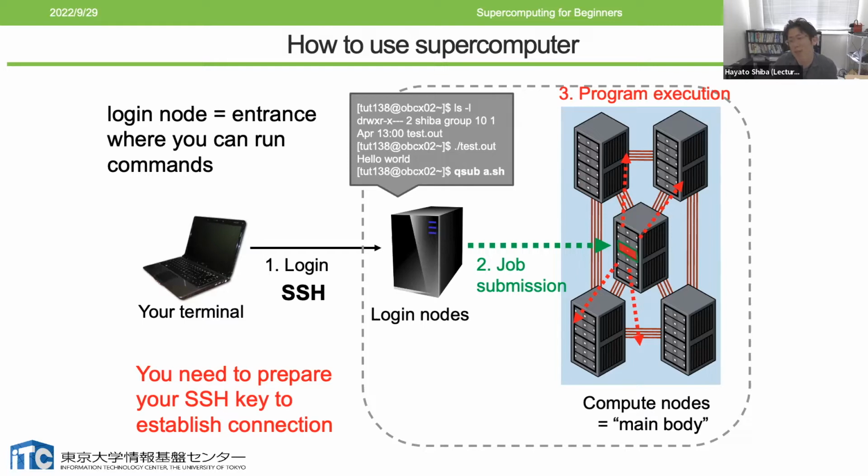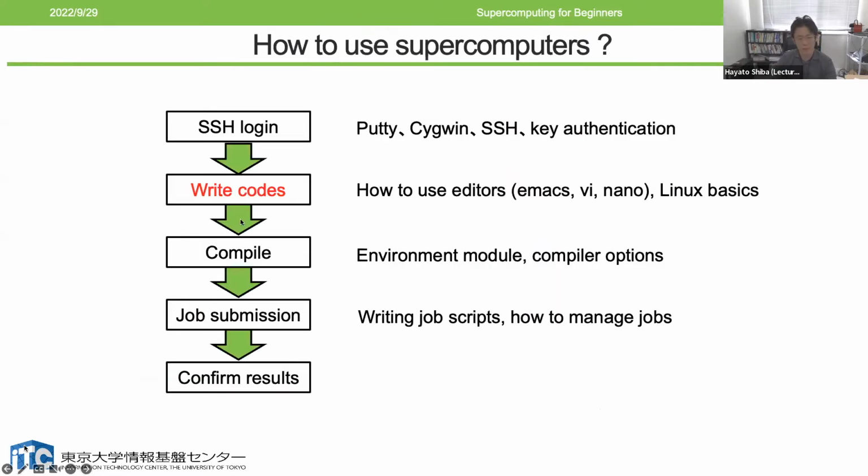To compute on supercomputers, we need to order the computer nodes to do the tasks which you desire. So for the program execution, we need to make an order to computer nodes from the login nodes. This process is a job submission, which we will learn how to do. So this is the current subject of study, job submission. And before submitting the job, we need to write the code.